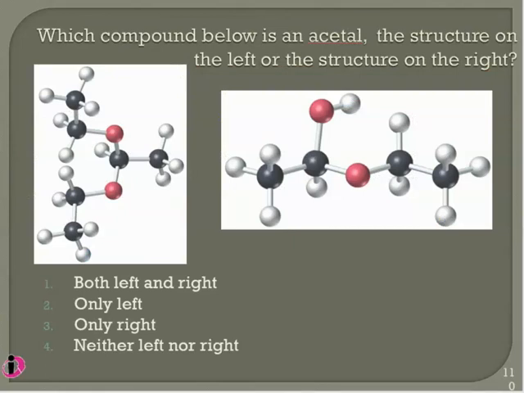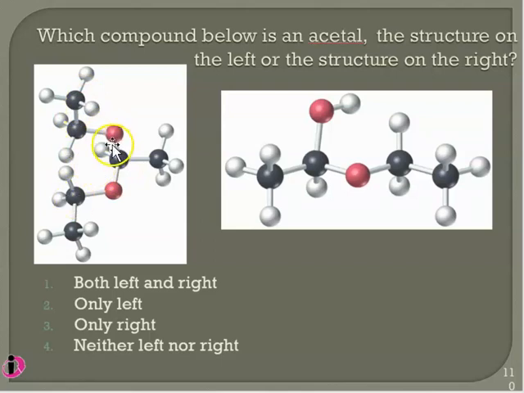So I want you to figure out, based on this ball and stick diagram, which compound below is an acetal, the structure on the left or the structure on the right. Looking at these, it can be kind of difficult to think about what these are, but remember there's a color-coded way of doing this. These black balls are carbon. These are hydrogen. So you have a carbon-carbon, and red is oxygen. So here we have that OR group, the O and the R group, and then we have another carbon and an OR group. So this is the acetal over here for sure.